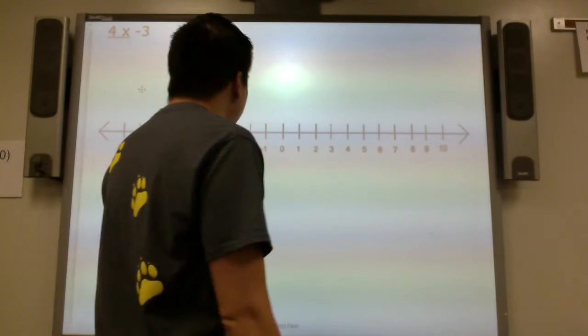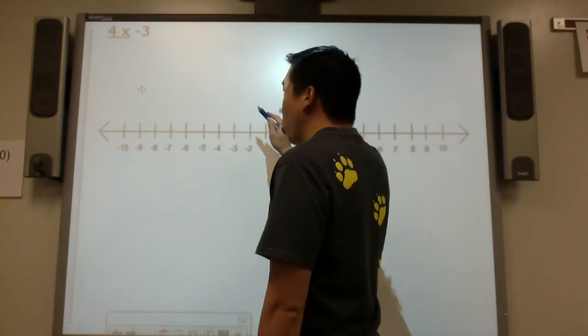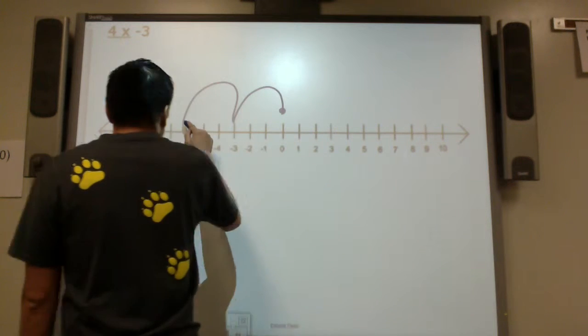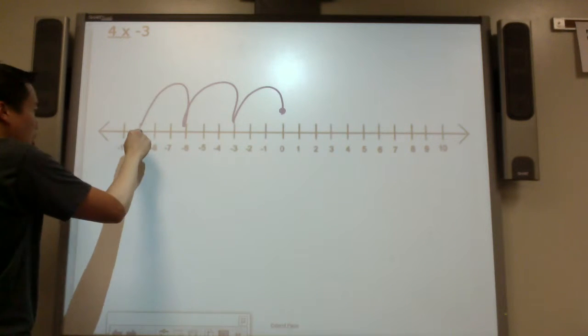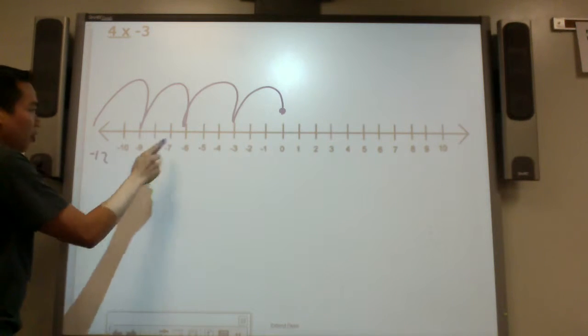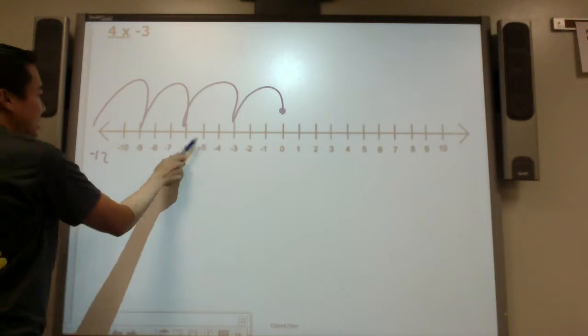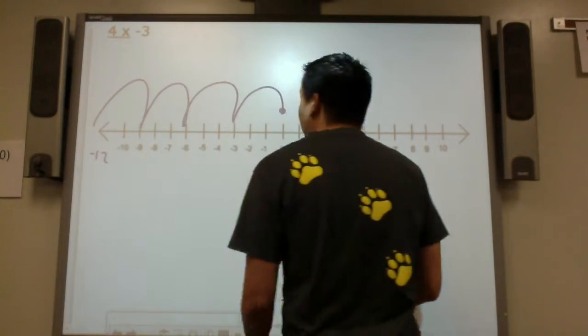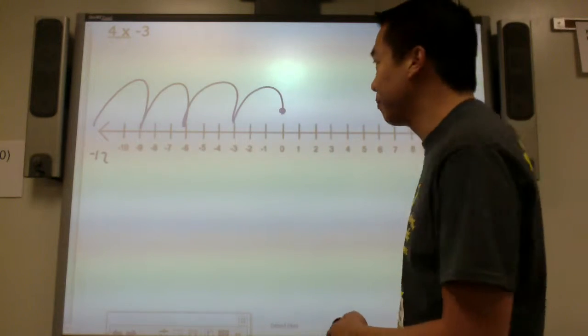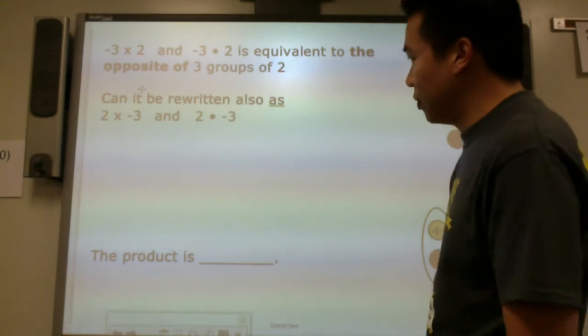4 times negative 3. So that's 4 groups of negative 3. Here's the first negative 3. Skip count, that'll be negative 6. Skip count, that'll be negative 9. Skip count, it'll be negative 12. 3, 6, 9, 12. Skip count by 3. 4 groups of it. Now, let's make it hard.